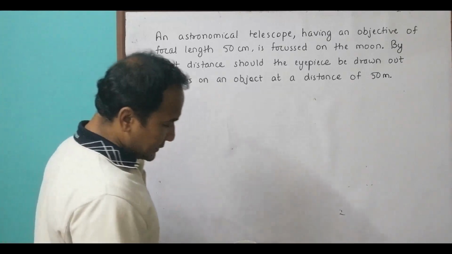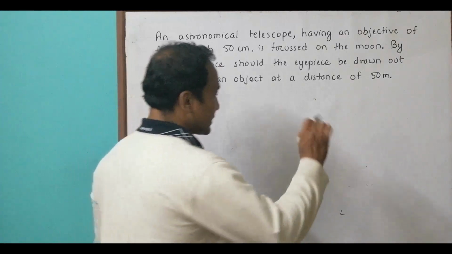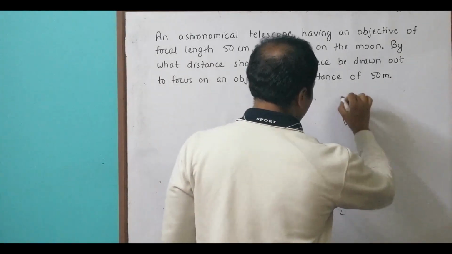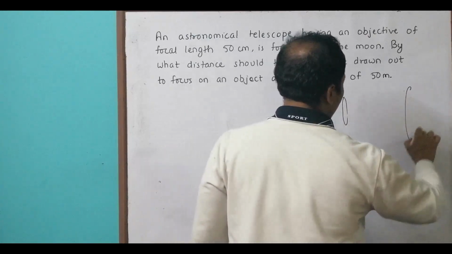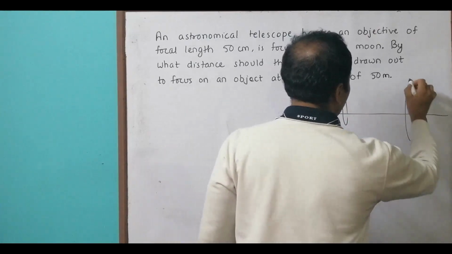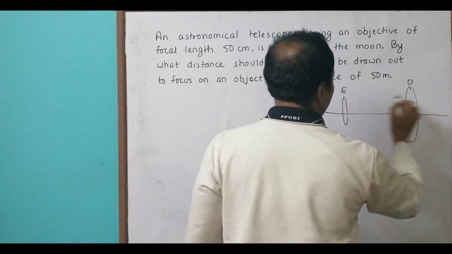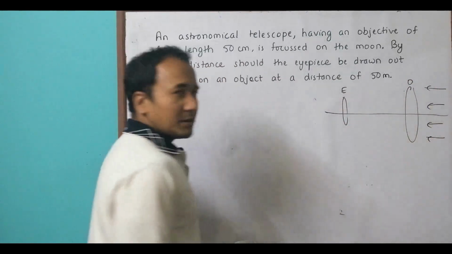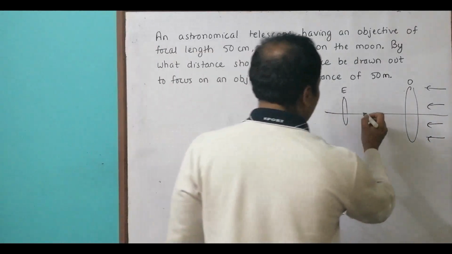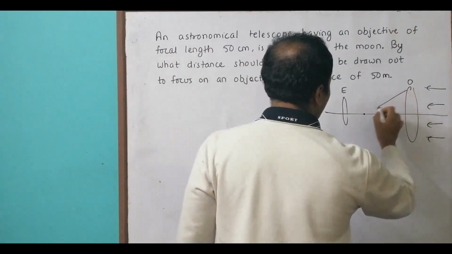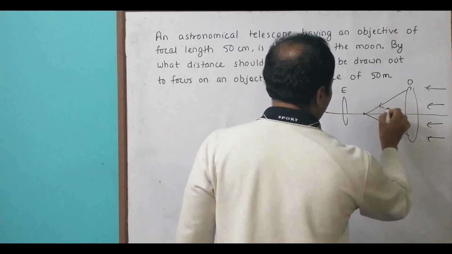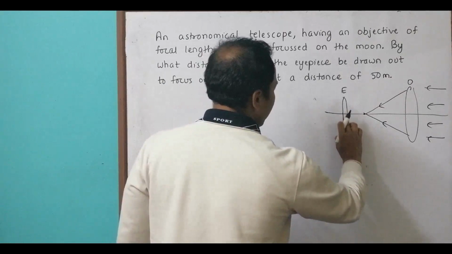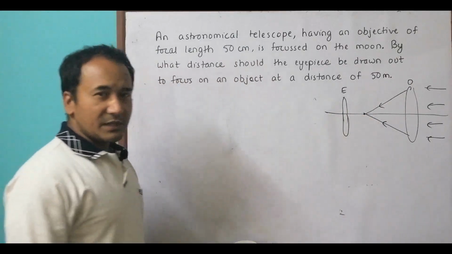Let me draw a diagram to make things understood. Initially this is the eyepiece, and this is the objective. The rays coming from the moon were coming parallel, and they would focus somewhere here, and this will be observed by the eyepiece lens like this.